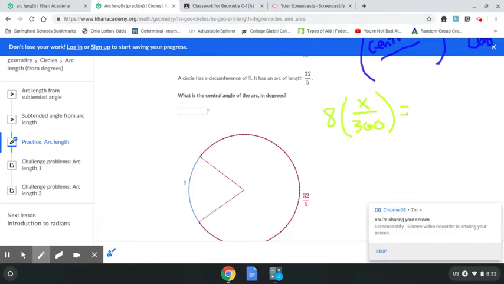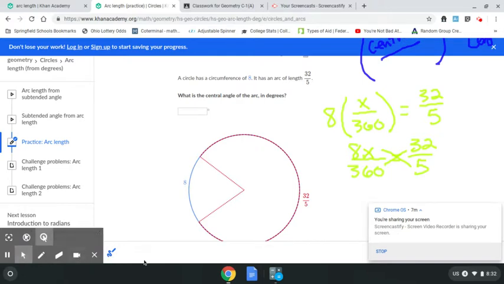In this case, we need the arc length. So we have the arc length. Sorry, that's 32 over 5. I'm going to multiply by 8. I only multiply straight across the top. So that's 8x over 360 equals 32 over 5. This is a proportion, so I cross multiply.